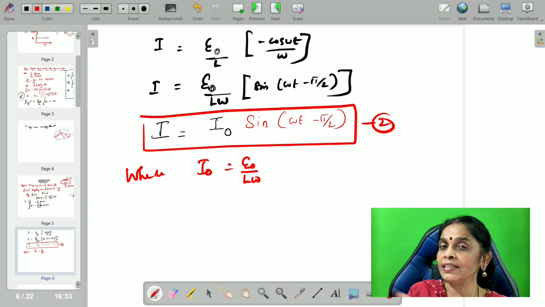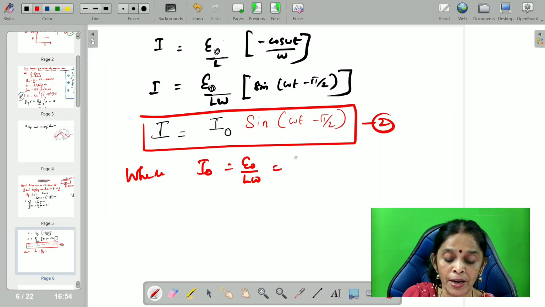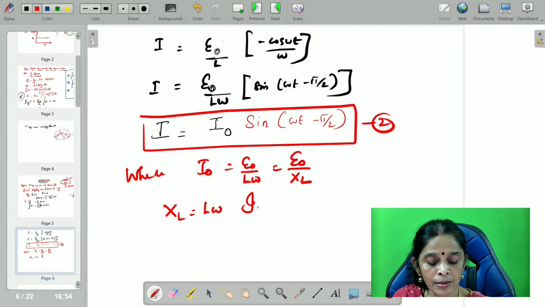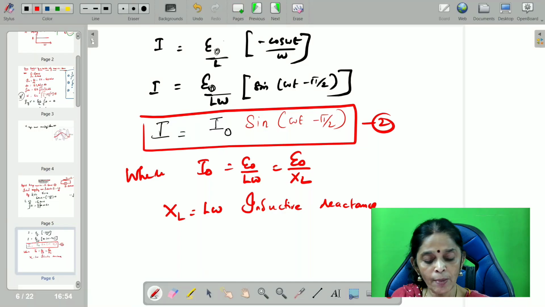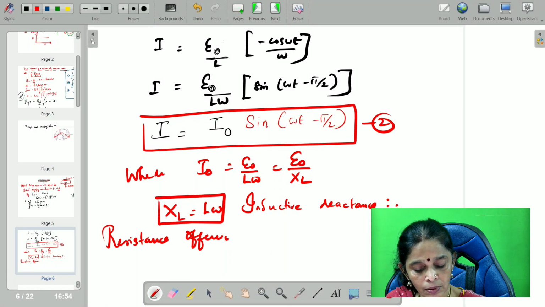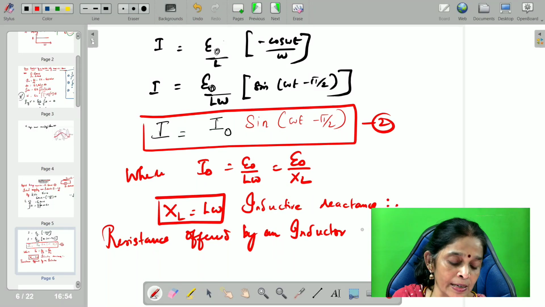Is it not in the form of I is equal to E by R? Yes, it is, but R is already assigned for the resistor. Hence, I'm going to give you a new term, E naught by XL, where XL is called the inductive reactance. What do you mean by inductive reactance? It is the resistance offered by an inductor only due to the flow of AC current.